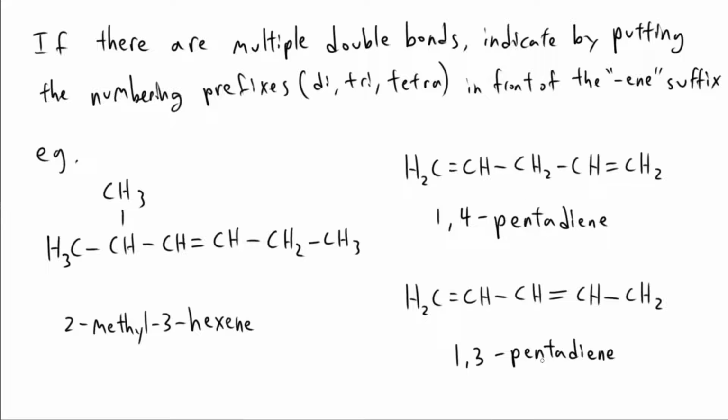With these two examples, we have 2 double bonds. We start counting from, we want the numbers to be the least, so we can't count from this side. And it's 1 and then 3, or 1 and 4. Pentadiene, because we have 2 double bonds.